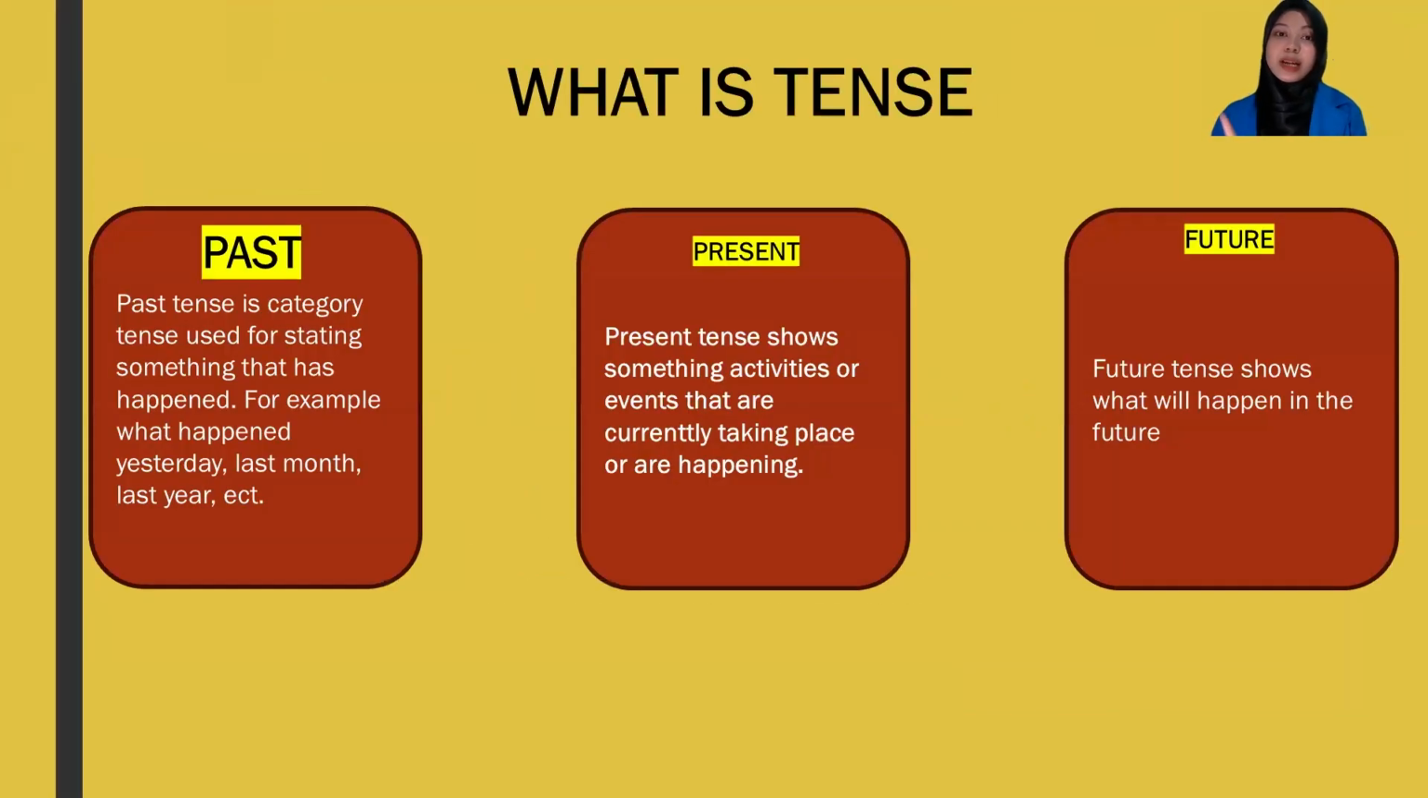Okay, first we learn about what is tense. Past tense. Past tense is a category of tense used for stating something that has happened, for example, what happened yesterday, last month, last year, and so on. Present tense. Present tense shows activities or events that are currently taking place or are happening. Future tense. Future tense shows what will happen in the future.